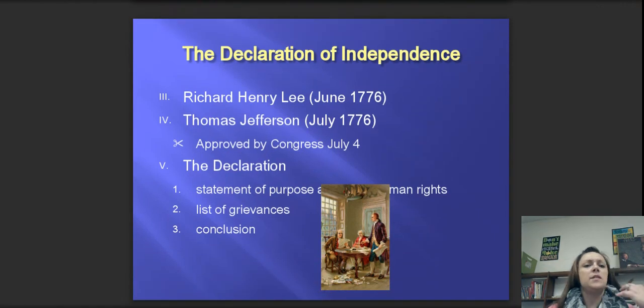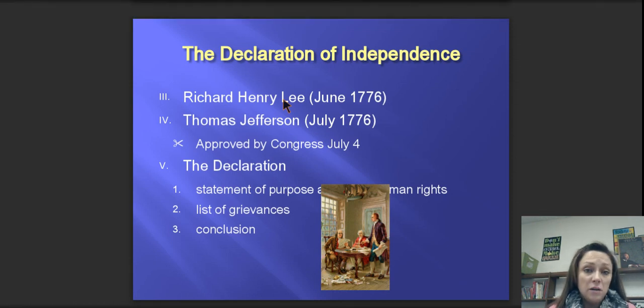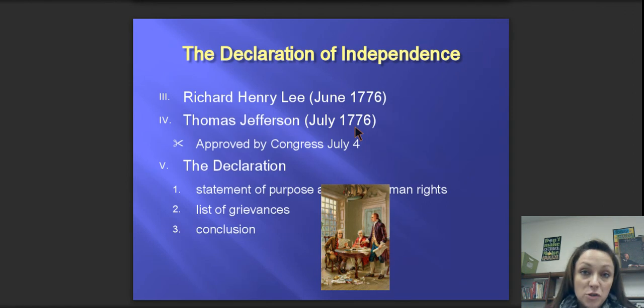So moving on then to the Declaration of Independence. In June of 1776, Richard Henry Lee of Virginia proposed a resolution to the Second Continental Congress, indicating that the American colonies should be free, that we should be a free and independent nation. In July of 1776, Richard Henry Lee's resolution was eventually accepted, and it was approved by Congress on July 4th, 1776, and we know that now as the Declaration of Independence. And I know you've spent a lot of time talking about the Declaration of Independence in other classes, so I'm really not going to go too far into it.